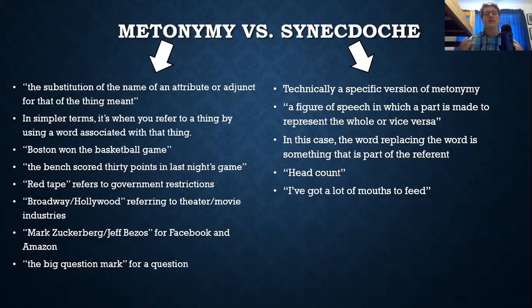Another similar one in terms of anatomy is I've got a lot of mouths to feed. So if I'm saying I have a lot of mouths to feed, I'm referring to the people I'm feeding, and the mouths are just a smaller version of those people that I'm replacing in the figurative language. Another one is paper for money. So it doesn't have to be like a part of it. It could be like a component of it. So copper for pennies or paper for money, something like that.